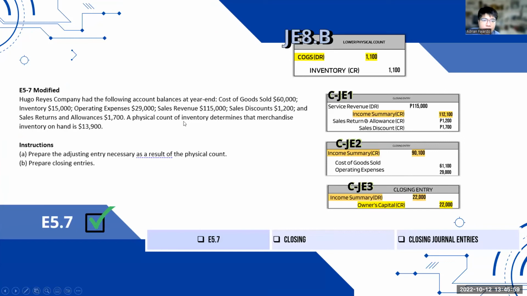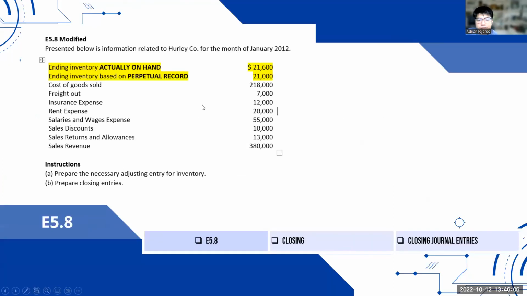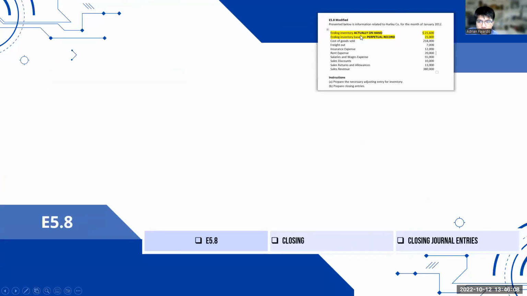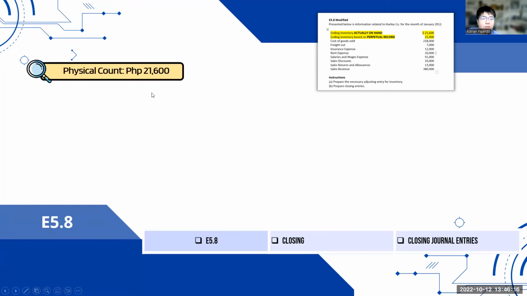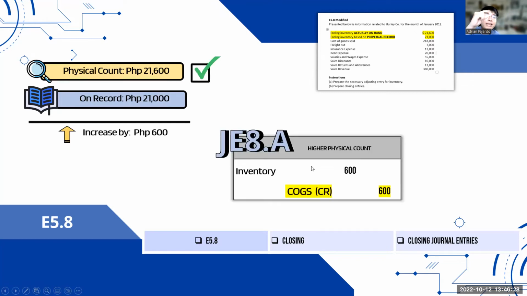So we're done na rin with 5.7. The last technicality here is, what if there's freight out? So let's see the difference. So in 5.8, again, we adjust muna for the physical count and then we close, right? So let's first adjust. What's the physical count? 21,600. What is the inventory on record? 21,000. So we follow the physical count. So we have to increase by 600. So now our journal entry would be debit inventory and then credit COGS now. So it's a reduction of your COGS of 600.